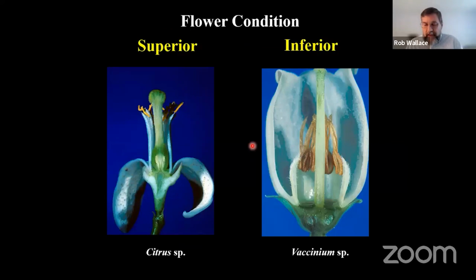There's also positions within the flower where the ovary is above the parts that are attached. We call that a superior ovary, or if the ovary down here is below where the other flower parts attach, we call that an inferior ovary. Sometimes you'll see these in some of the books and articles, publications that are presented about our plants, and this is where these terms come from.